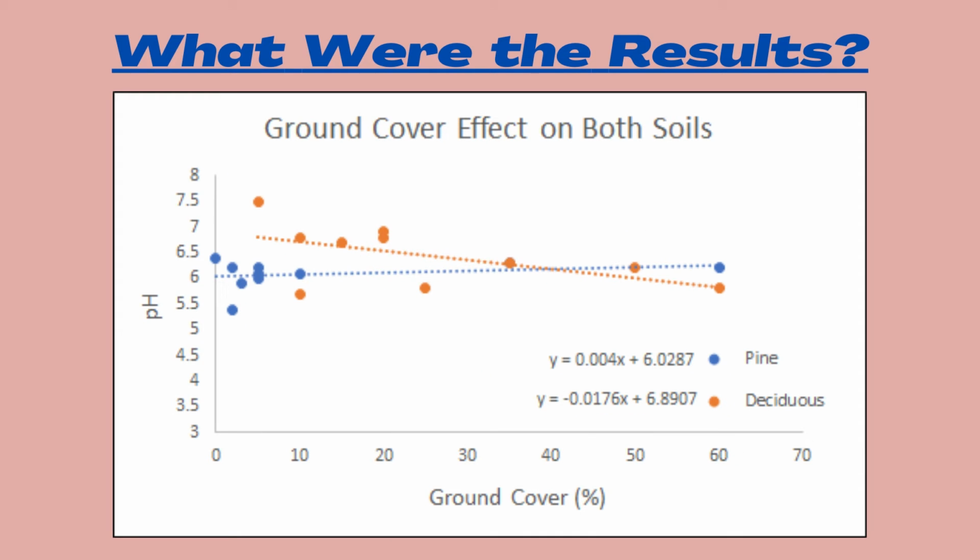And finally, when comparing ground cover to the soil pH values of both trees, we saw a slight positive slope for the eastern white pine and a slight negative slope for the American sycamore. Again, both slope values were near zero, suggesting that ground cover also has no effect on soil pH.